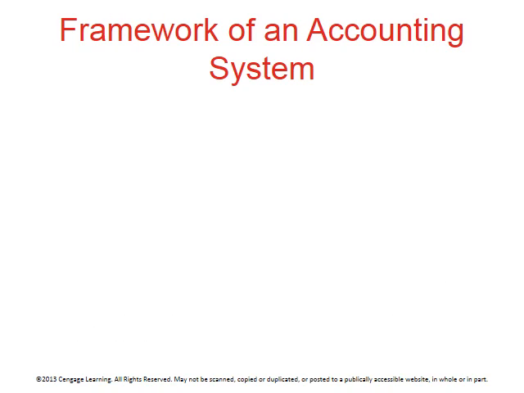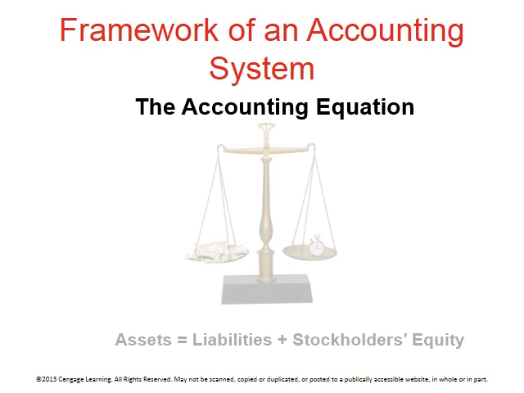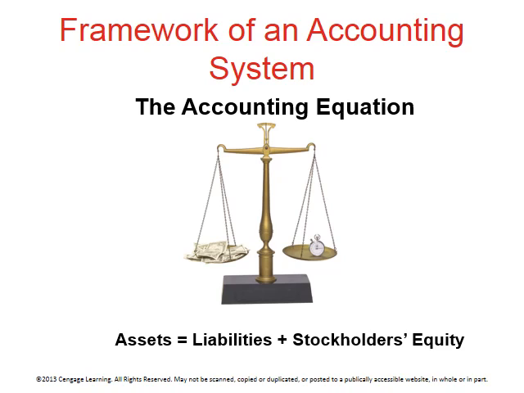So let's look at the framework for an accounting system. The accounting equation, remember this from chapter 1, is assets equals liabilities plus stockholders' equity. If you don't remember what assets, liabilities, and stockholders' equity are, this would be a good time to go back to chapter 1 and review the definitions and some examples of each.